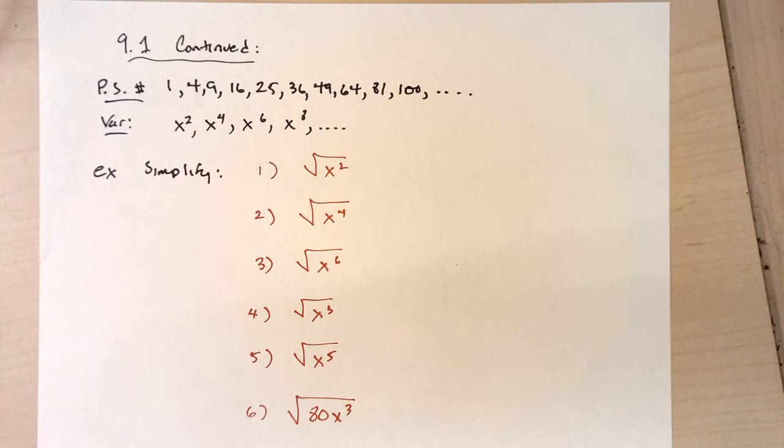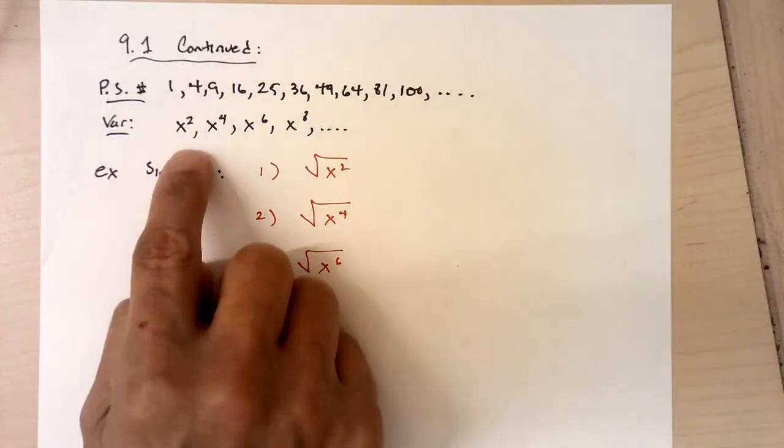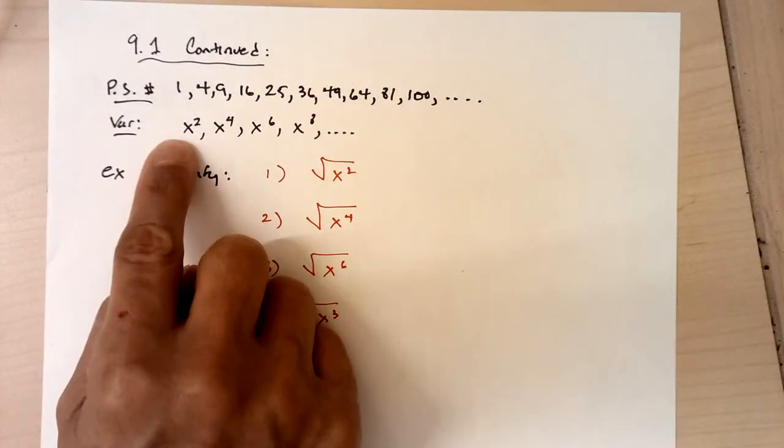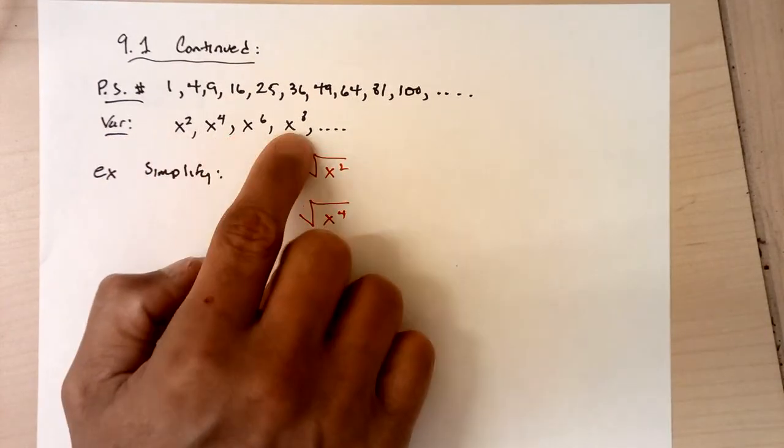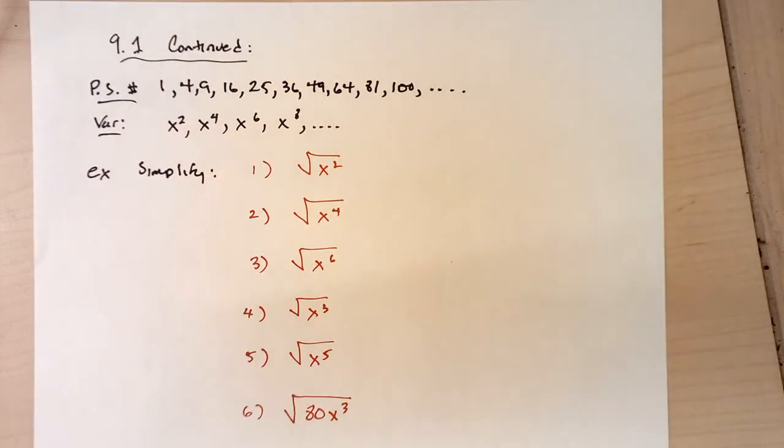So we took a look at simplifying radicals where the radicand was a constant or a number. Now we'll take a look at simplifying radicals where you have a variable expression as part of the radicand. So I listed the perfect square numbers. These are the perfect square variables: x squared, x to the fourth, x to the sixth, x to the eighth. You see a pattern there?